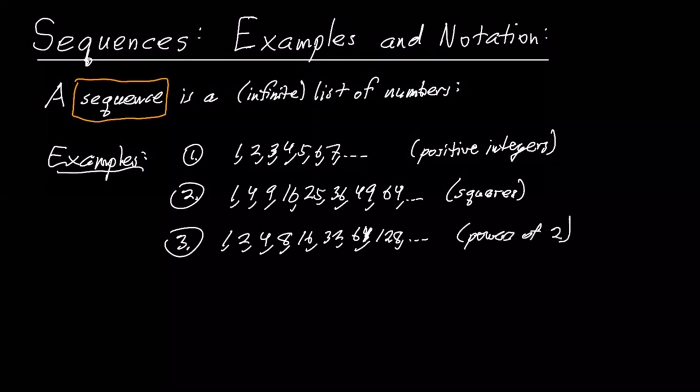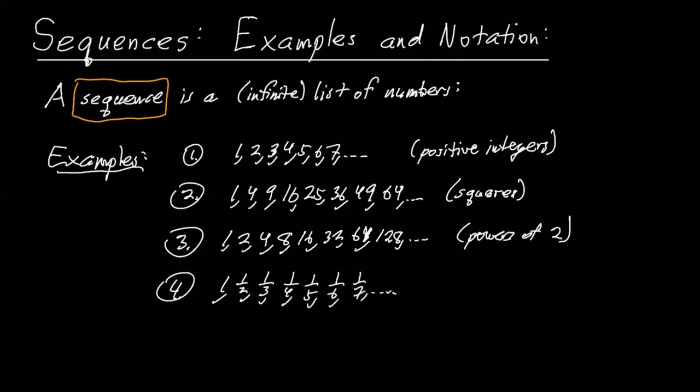There's no reason they have to be whole numbers. We could do 1, a half, a third, a quarter, a fifth, a sixth, a seventh, and so on. This actually has a name. It's called the harmonic sequence. Just 1 over the integers.